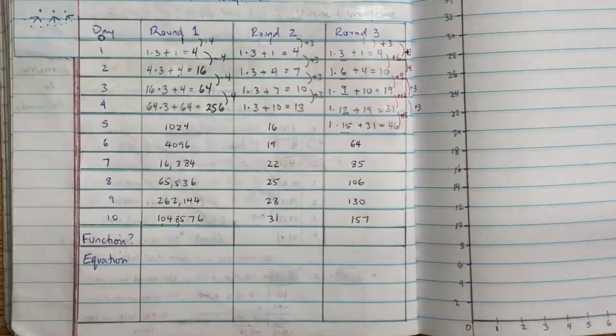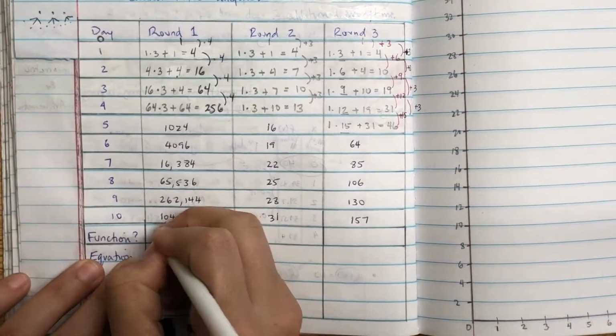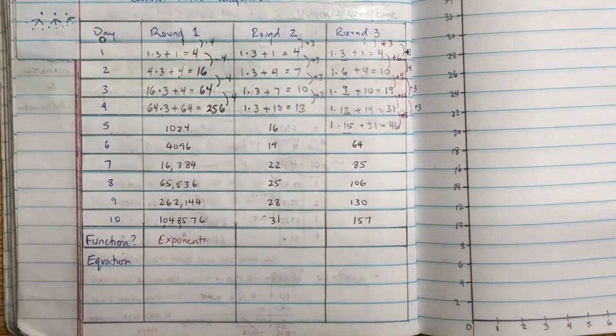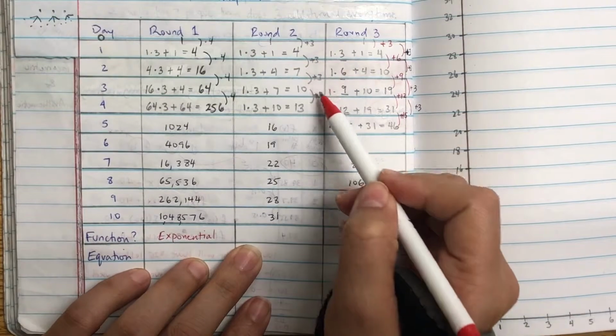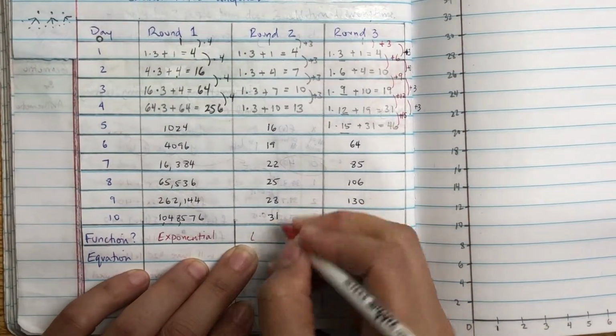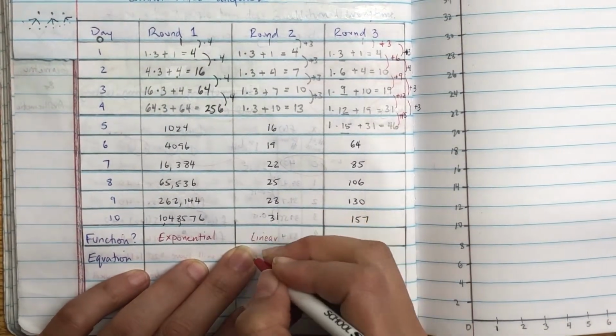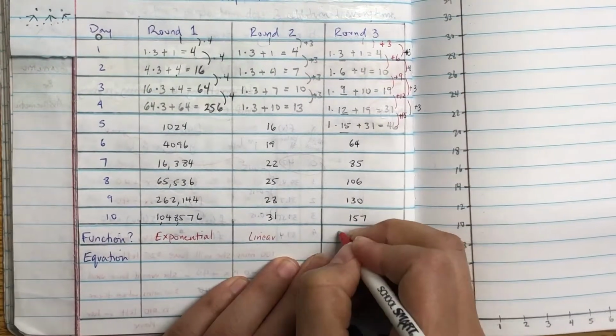Now the question is, what function is it? Well, because we're multiplying on the first, that's going to be exponential. Because it's the first difference on round 2, that's going to be linear. And second difference would be quadratic.